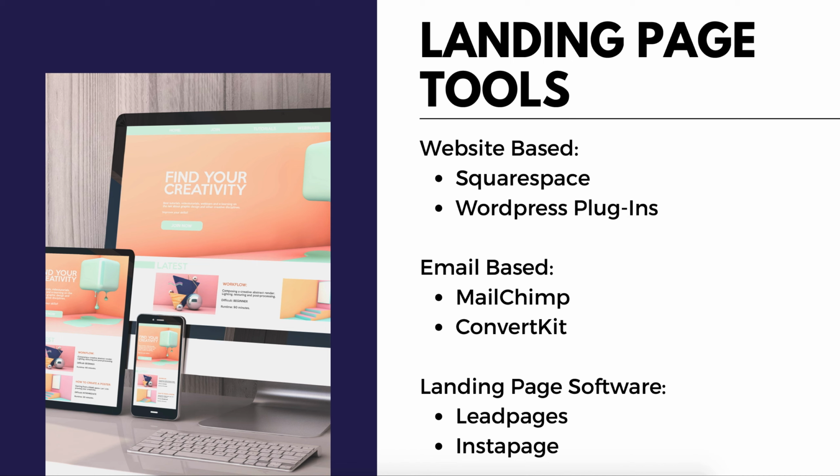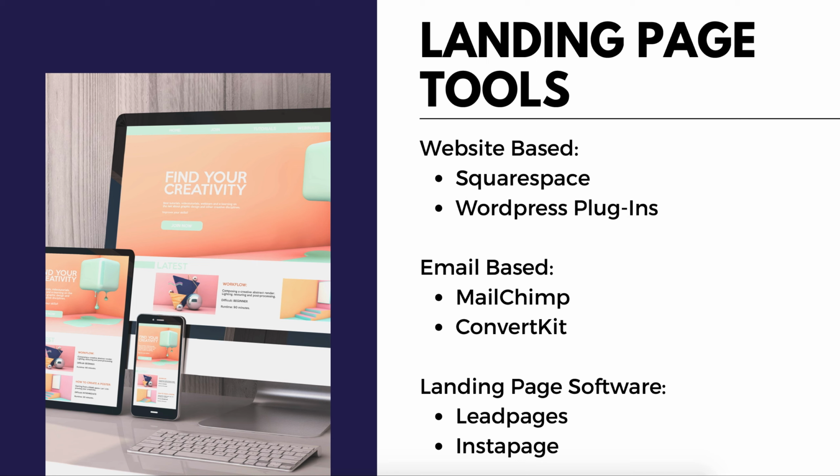The first thing is you can use your website. You can build a landing page using whatever your website is right now. So you could use Squarespace to do that using cover pages. You can use a WordPress plugin. Chances are, no matter where your website is built, there is a way to create a single page that's not linked to all the rest of your content, and you can use that as an opt-in.